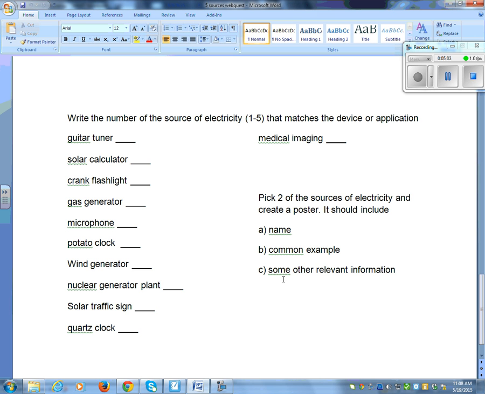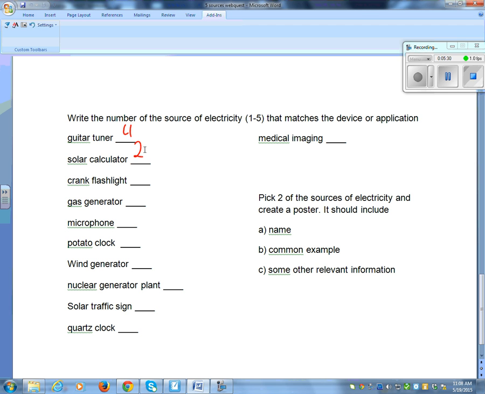So, a guitar tuner is an example of number 4, the piezo. A guitar tuner is simply a microphone, and when the sound waves hit it, it applies a stress, a pressure. It generates electricity depending on how much pressure difference there is in the sound, the note. It tells you what note you're playing. Solar calculator, that's number 2. Crank flashlight is 3, electromagnetic. Gas generator, 3, electromagnetic. Microphone, 4, piezo.